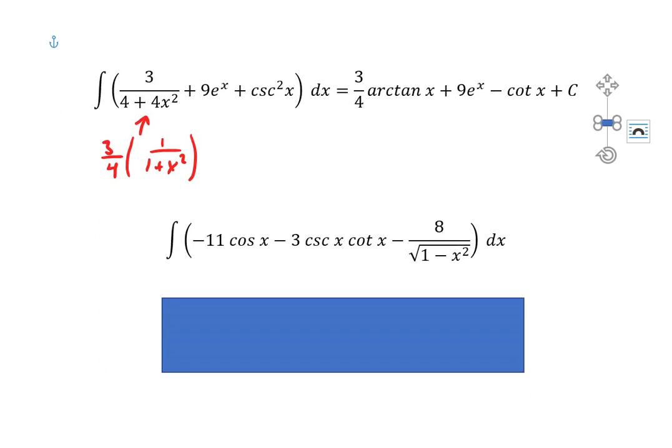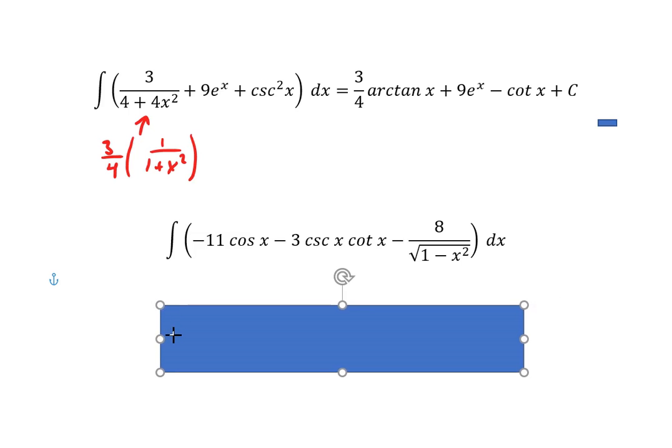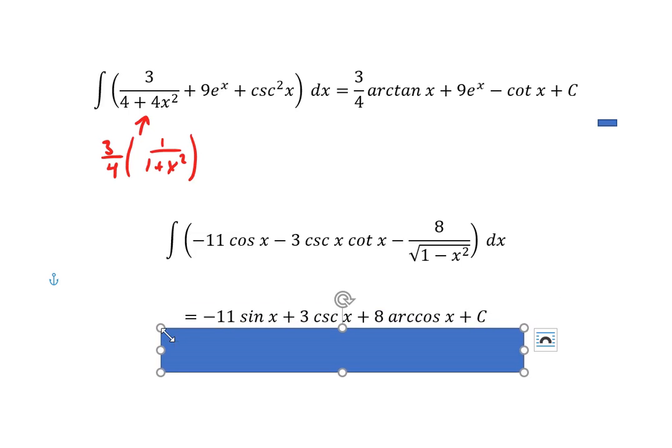And one more example here, minus 11 cosine x minus 3 cosecant x cotangent x minus 8 divided by the square root of 1 minus x squared. If we integrate the first term here, we have negative 11 times the integral of cosine x. Integral of cosine x is sine x. Minus 3 times the integral of cosecant x times cotangent x. That's going to be a minus cosecant x. So the minus and the minus multiply out to be plus.